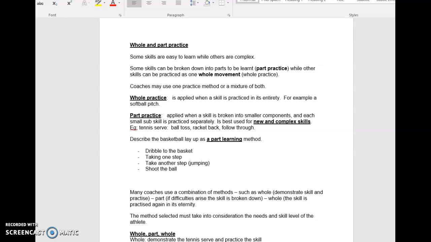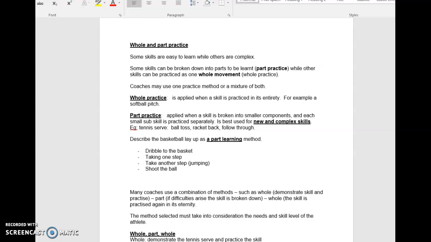So they'll learn how to dribble the ball up to the basket, then they might apply the steps and the dribble together, and then the last component is shooting the ball. And not only learning the skill to shoot the ball, but how do you actually get the ball in? You can see from the video that the athlete is using the backboard. So for part practice, this is when the skill is difficult.